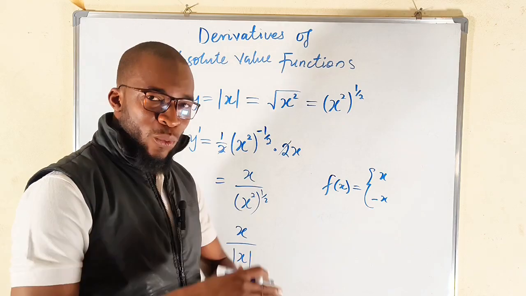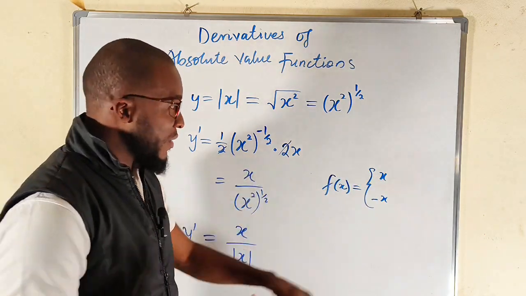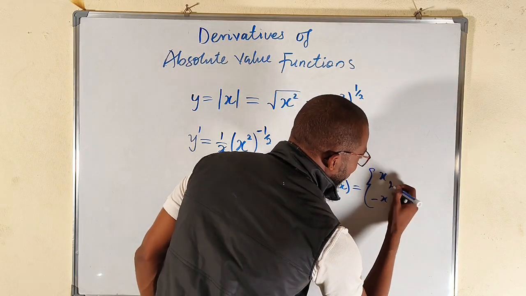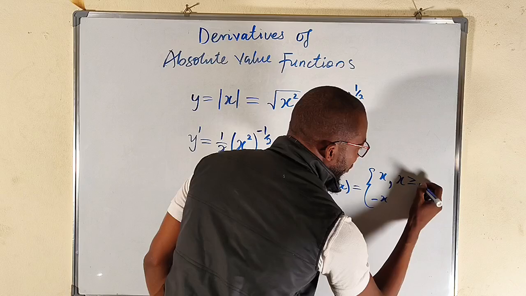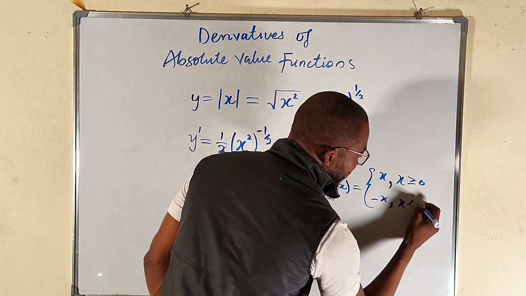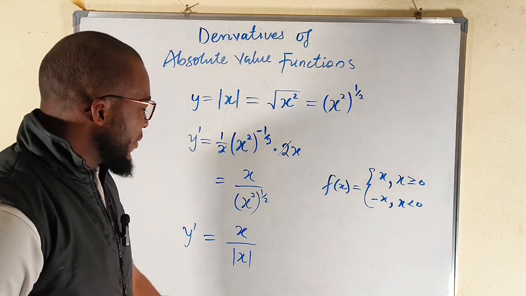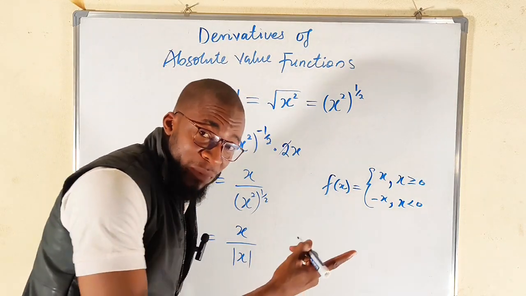So x is a variable. We don't know what it is, so it could be x or negative x. It depends on the value. If it is positive, x is greater than or equal to 0, or when it is negative, x must be less than 0. So you can see that this is the second method.